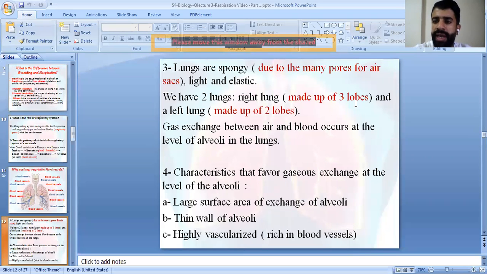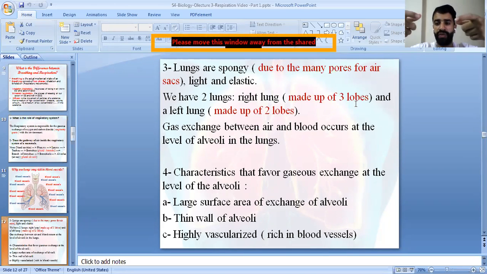What are these characteristics? Number one, large surface area for the alveoli. Number two, thin wall of the alveoli. Number three, highly vascularized, rich in blood vessels.